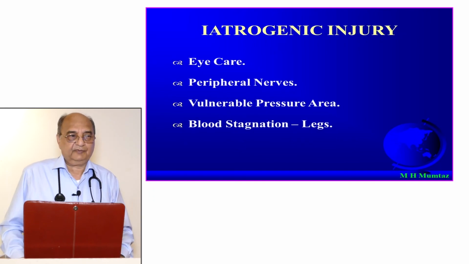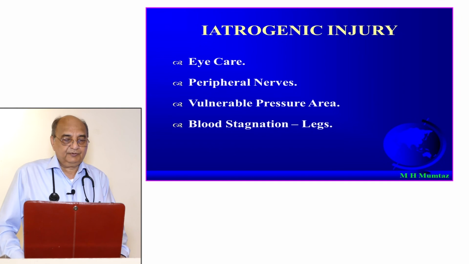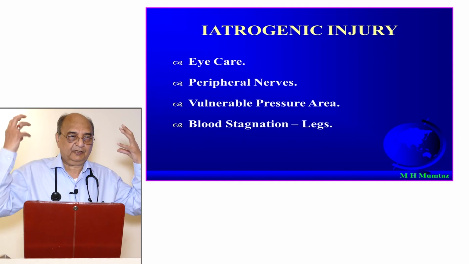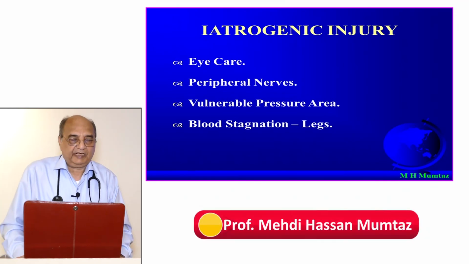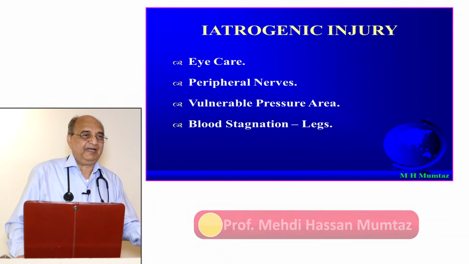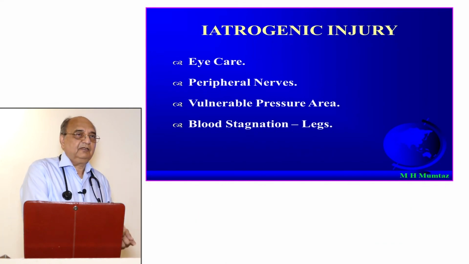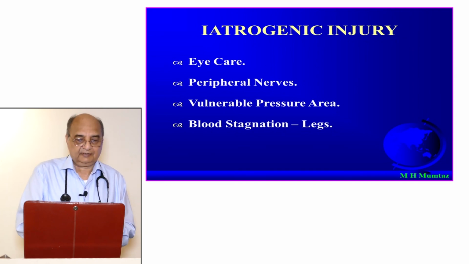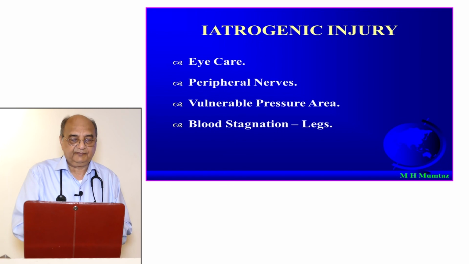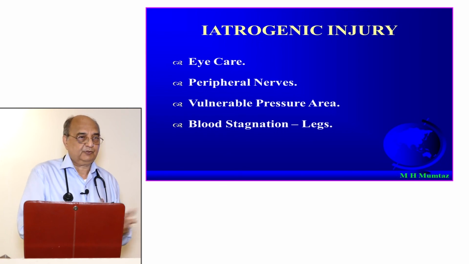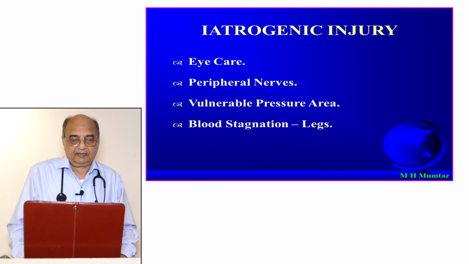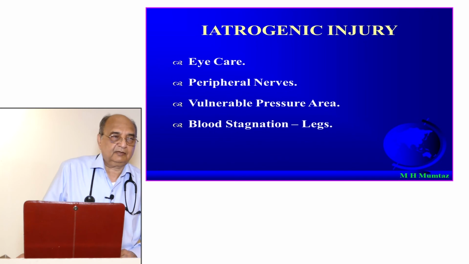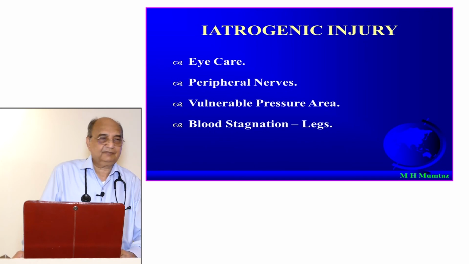But you have to mention, even if you are not doing it, iatrogenic injuries. Take care of the eyes because they are operating all around. Peripheral nerves, pads should be put under them, and you should have inflating and deflating types of devices to increase or decrease the venous return from the vessels to avoid DVT. Vulnerable pressure areas, cushions should be put there. Blood stagnation in the legs should be avoided by putting stockings. Yeah.